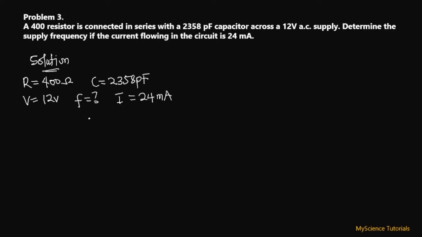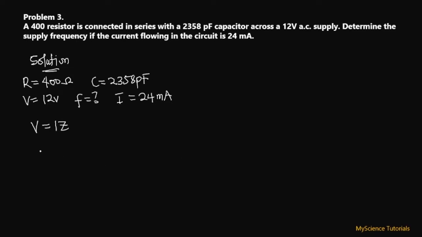Now for us to find the frequency, we first of all need to find what we are calling the impedance through a circuit, because we have voltage is equal to current multiplied by the impedance. Now we have voltage, we have the current, we can find the impedance. After finding the impedance, then we can go ahead to find our capacitive reactance, which will then enable us to find the frequency that we are looking for.